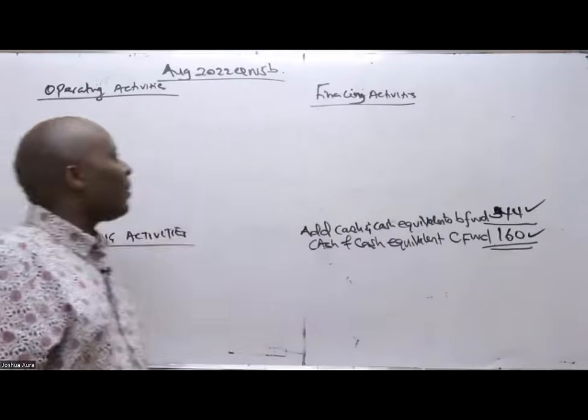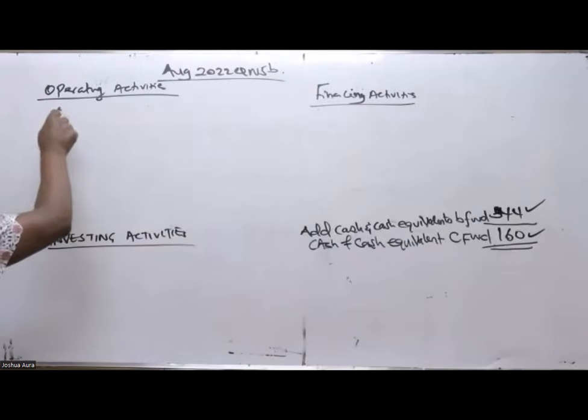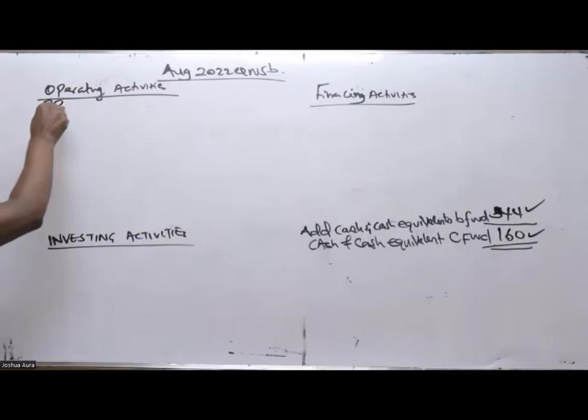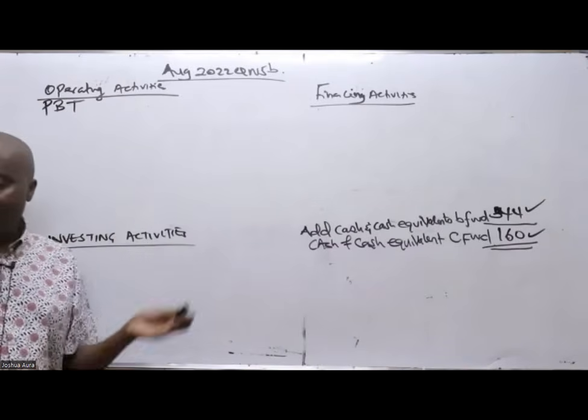The other free mark, remember, when you come to operating activities, we always start with the profit before tax for the group. This is another free mark. So profit before tax.